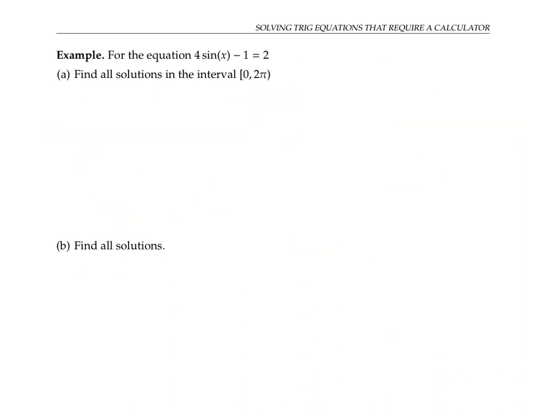Next, let's look at the equation 4 sine x minus 1 equals 2. I'll start by rewriting this as 4 sine x equals 3, which is equivalent to sine x equals 3/4. Although 3/4 is not a special value on the unit circle, we can still use the unit circle to get oriented and see how many solutions there should be in the interval from 0 to 2 pi. Since sine represents the y-coordinate of a point on the unit circle, we're looking for points on the unit circle whose y-coordinate is 3/4.